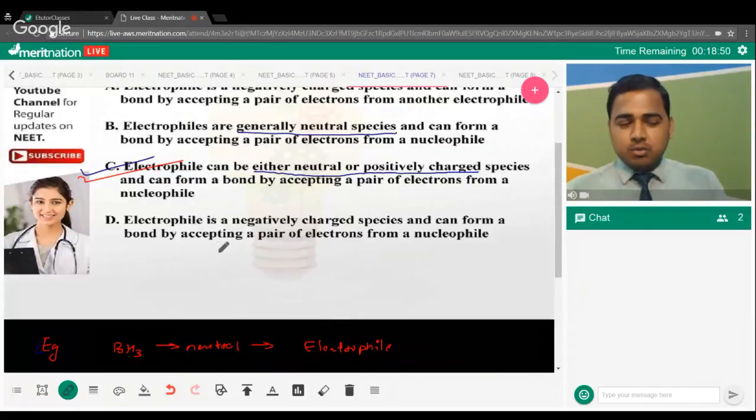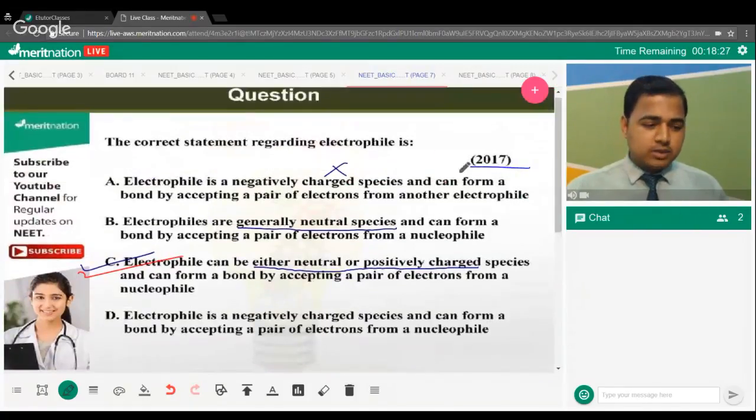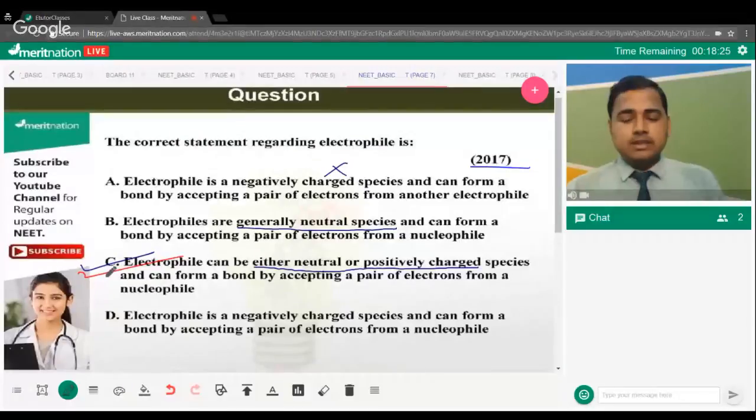Let's go through option D. We cannot ignore it. Electrophile is negatively charged. No, it cannot be negatively charged. We cannot say that an electrophile is a negatively charged species and can form a bond by accepting. No. Sometimes it can be the option, but the best answer is option C. So that's why the correct one is option C.